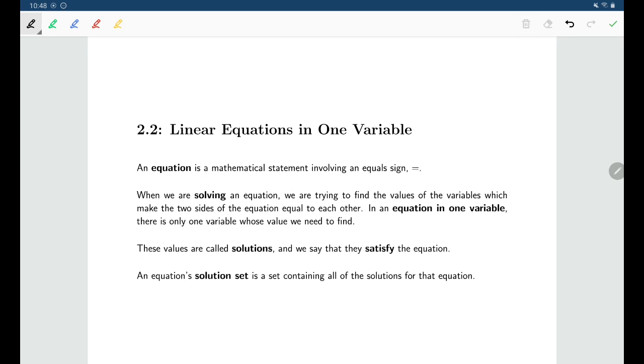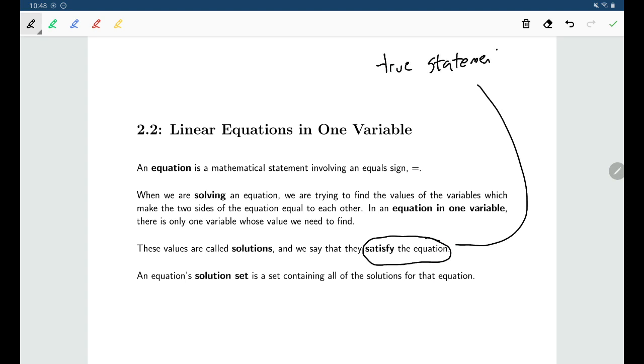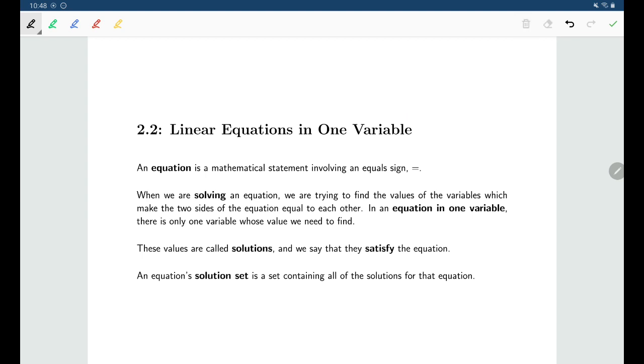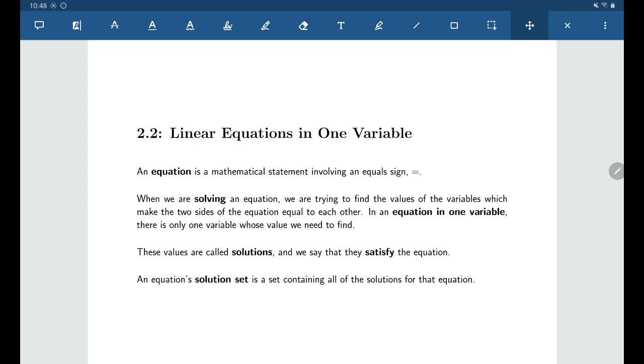And when we have equations, what we're interested in is finding the solutions, finding the values that satisfy the equation. Remember, when I say satisfy an equation, I mean that it makes it a true statement. So a value that we put in that would make the left side equal to the right side, that would be a value that satisfies the equation. And if we take all the different solutions, all the values that satisfy our equation, then that would be our solution set, our collection of all the solutions.